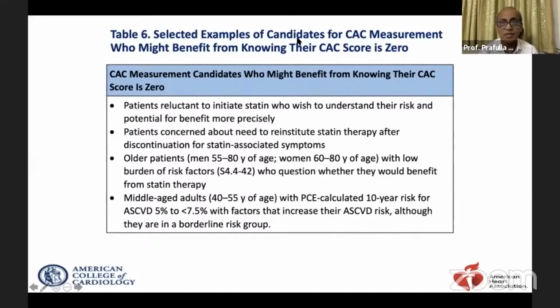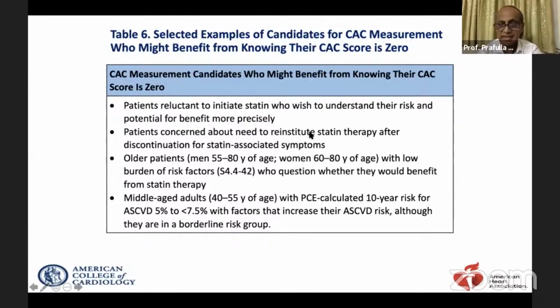And then what is the implication of a CAC score of 0, especially in our practice, with patients who are reluctant to initiate statin therapy, or if we want to reinstitute statin therapy because of statin-associated side symptoms, and you have stopped it, say. Typically doctor patients do that. We do not want to take statins because they are the ones who have a nocebo effect and start complaining of muscle symptoms. So if you want to reinstitute statin therapy, simply order a CAC.